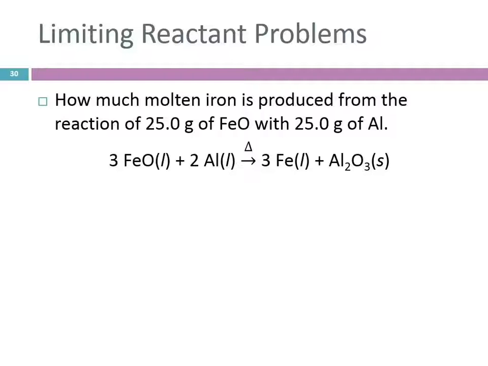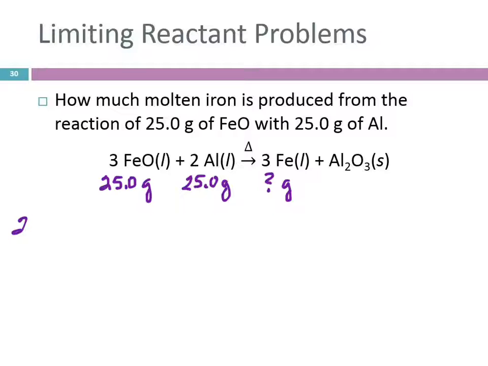The equation's balanced. I've got 25 grams of this reactant, 25 grams of that reactant. They're asking for iron, and we'll just do it in grams. They give me two masses, so I need to do two calculations. Now we're back to grams to moles to moles to grams.